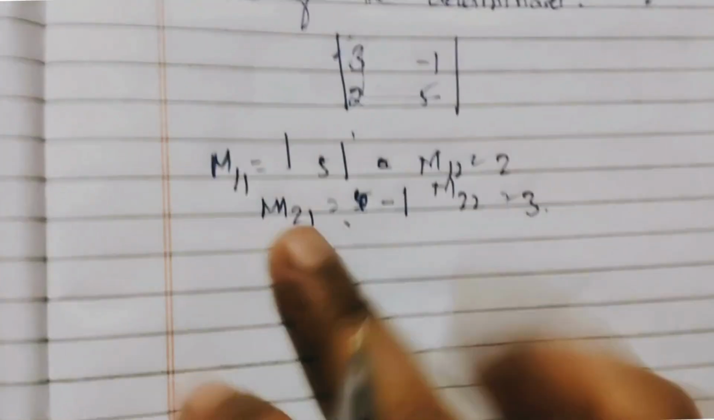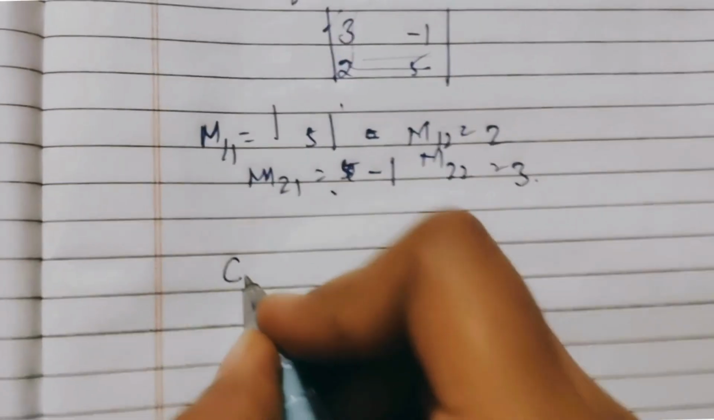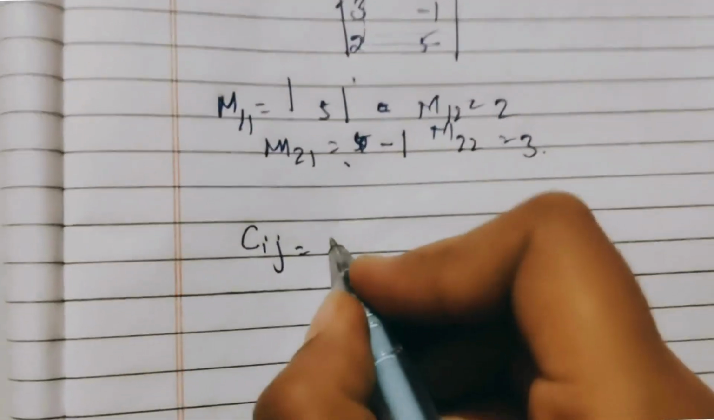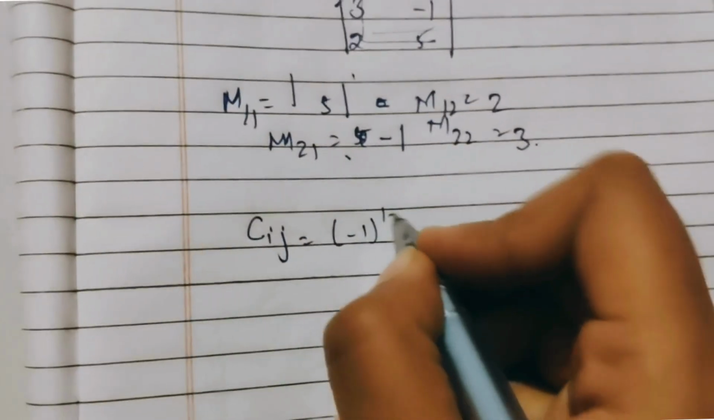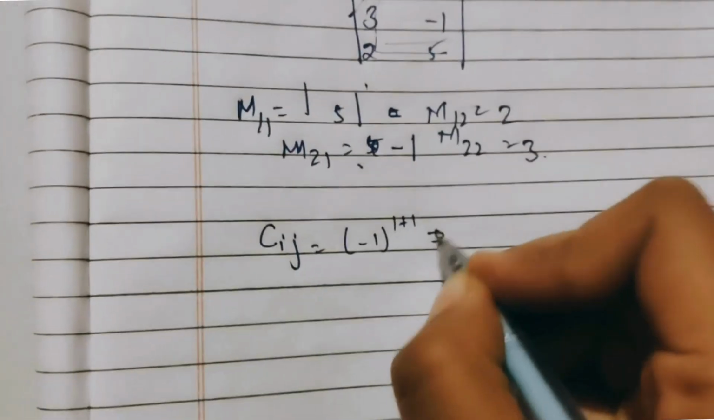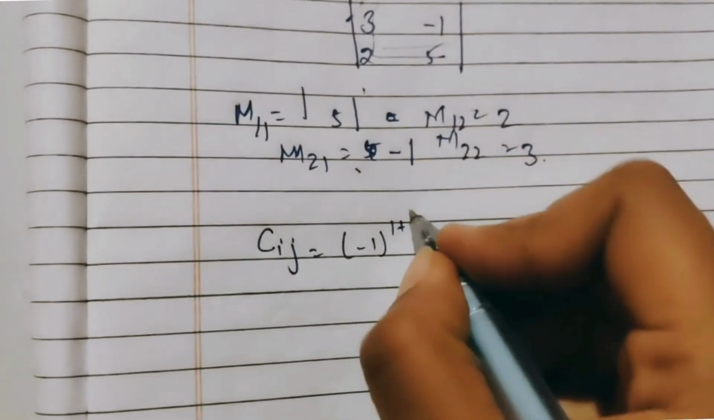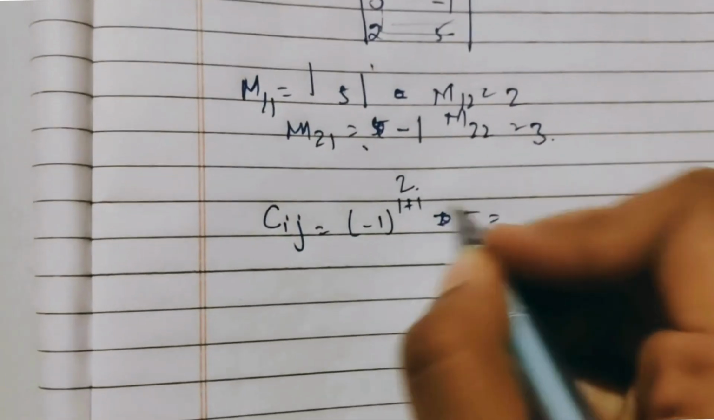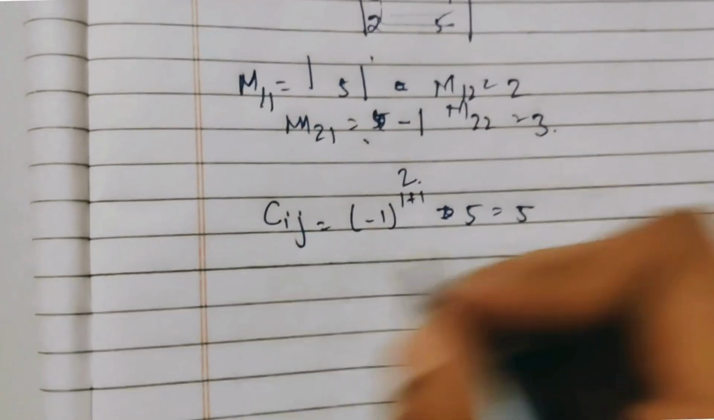Now if we are finding the cofactors, how will we find the cofactor? Cij is equal to (-1) to the power 1 plus 1 times M11. Here it is 5, and 1 plus 1 is 2, so we are getting a positive number, and here it is also positive, so we are getting the answer positive, that is 5.